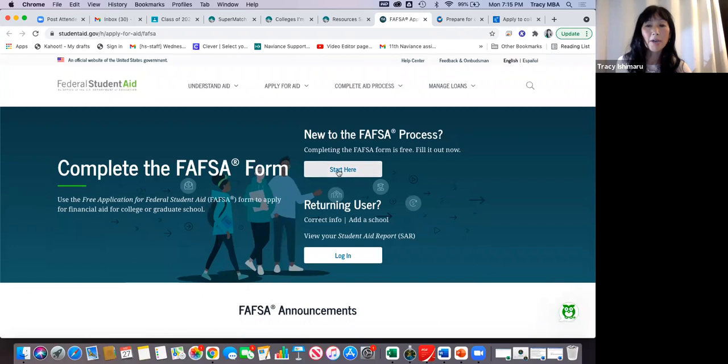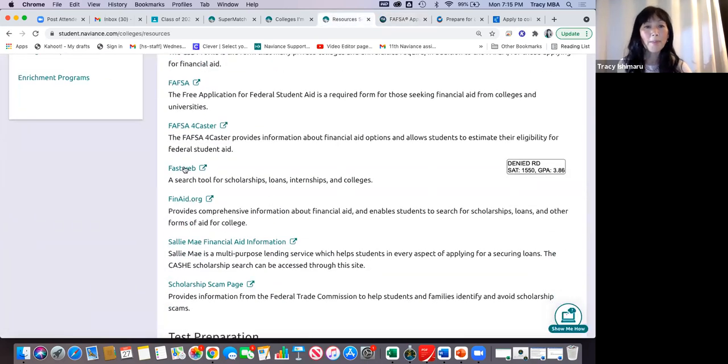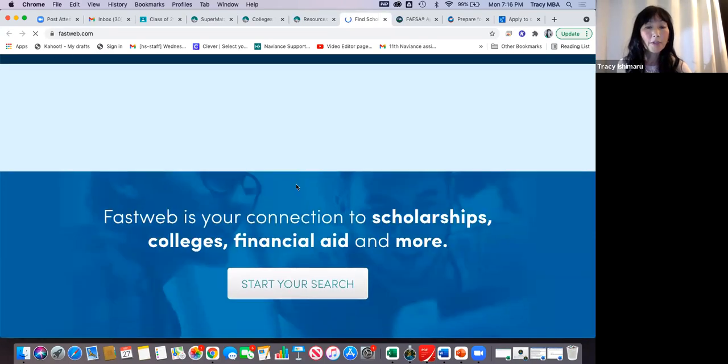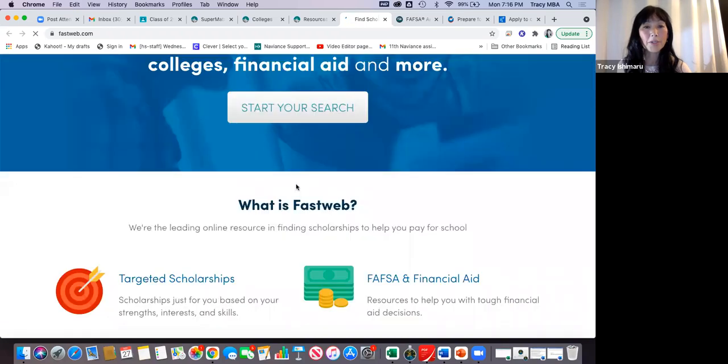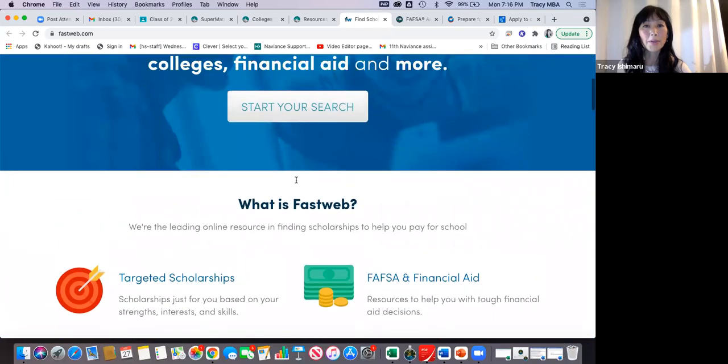You would start here, and your student can log in if they already have an account, and that's where we start. It's a little complex, but not too difficult. You will need your tax forms and everything to go ahead and start. So that's another one of the resources we have here. FastWeb talks about some scholarships. If you look there, you can see start your search, targeted scholarships. They have part-time jobs also.